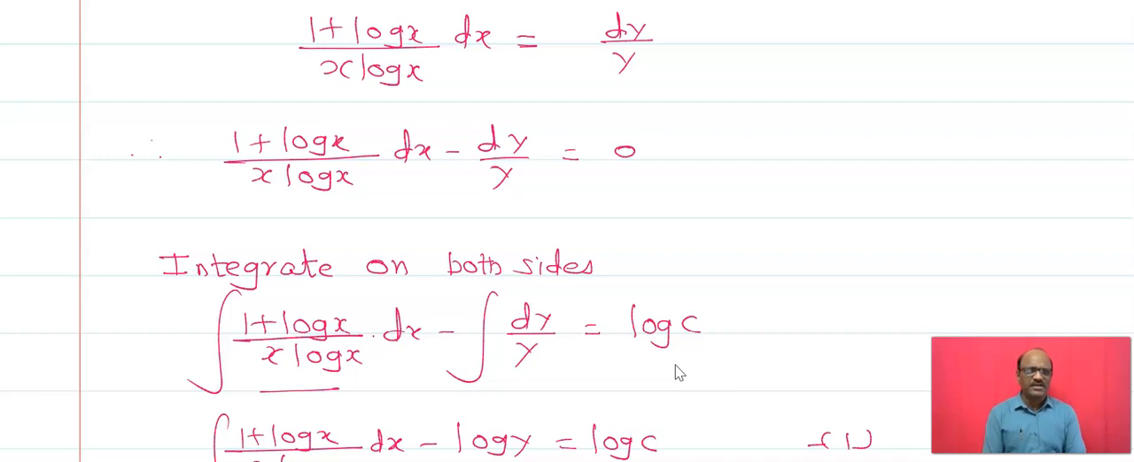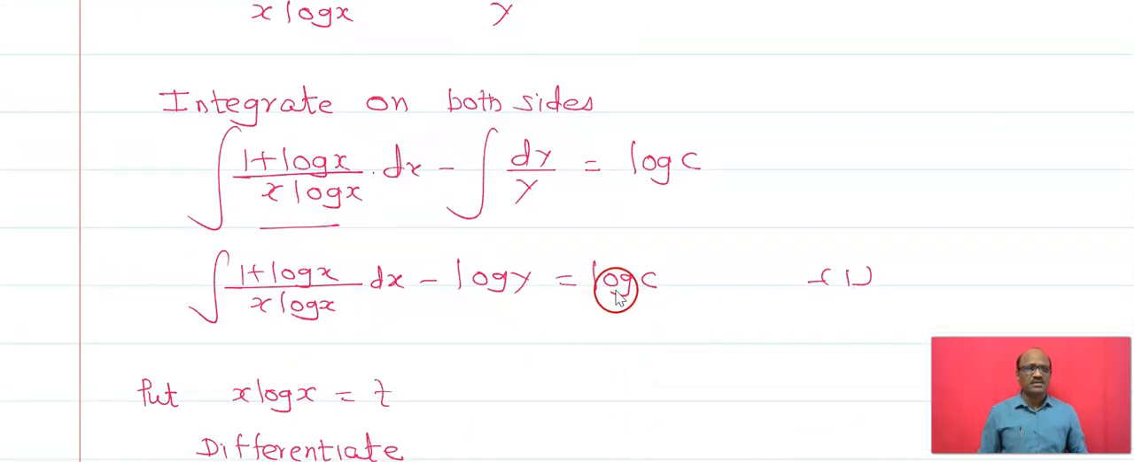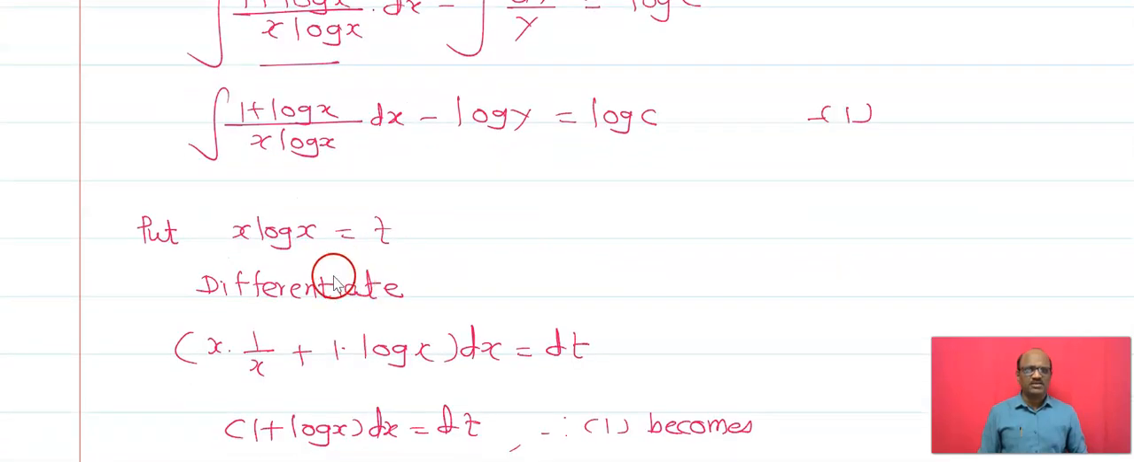If we integrate integral dy upon y, its integration is log of y, and that's why it's log c. Now here is (1 plus log x) upon x log x dx. Now we'll integrate this by using the method of substitution. Put x log x equals t. Now differentiate on both sides. Then you will get, apply the product rule.